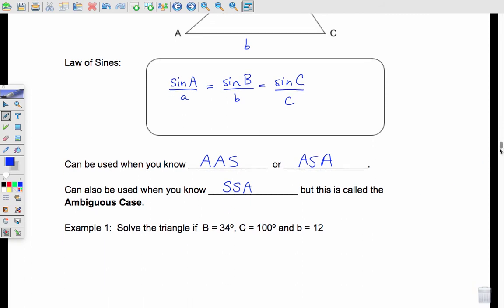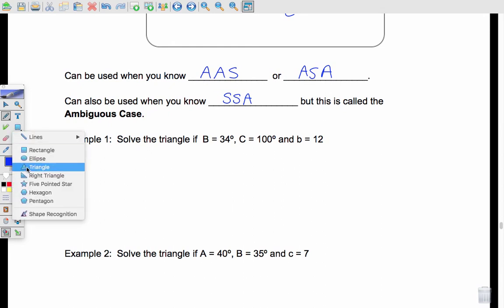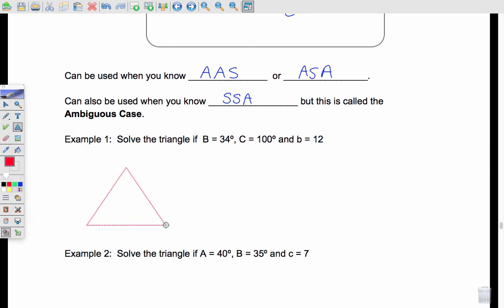All right, so we're going to go through two examples here. And step one is always to draw a triangle. It doesn't really matter that it's accurate based on the information. I always draw my triangles the same. And I'm going to fill in everything I know. So I know angle B is 34 degrees, angle C is 100 degrees, and side B is 12. So this would be 12.